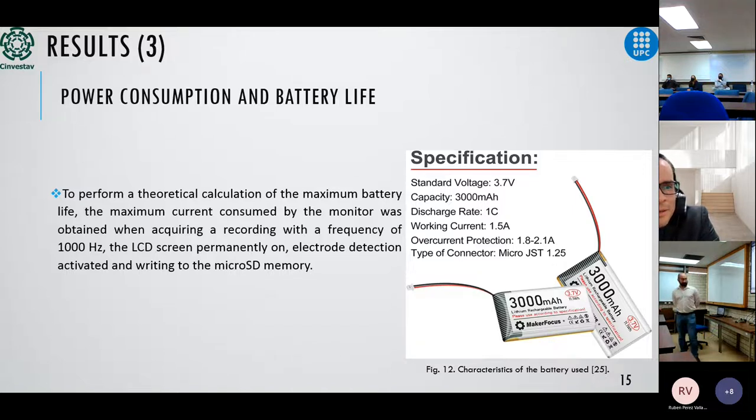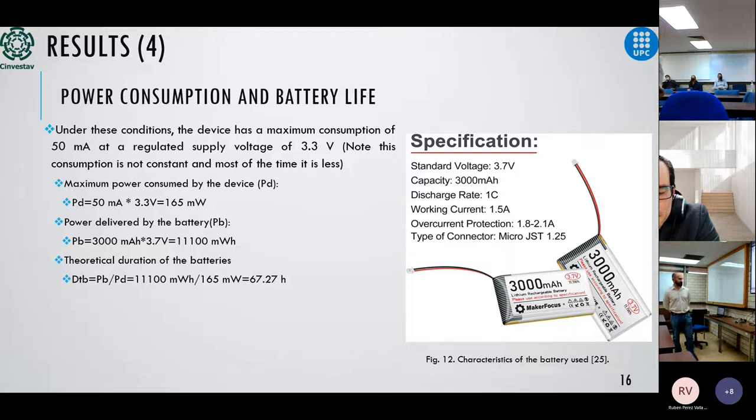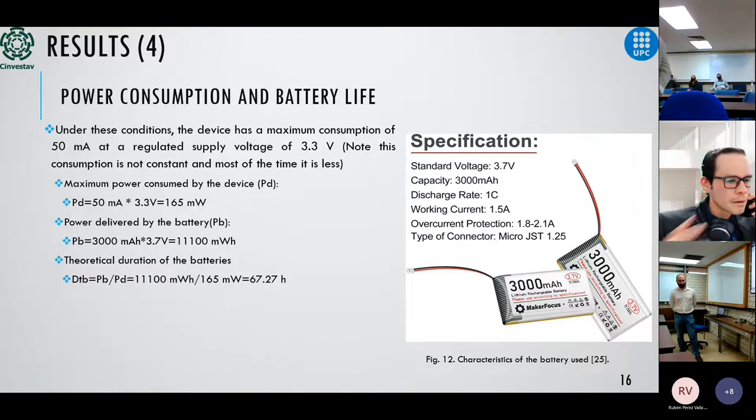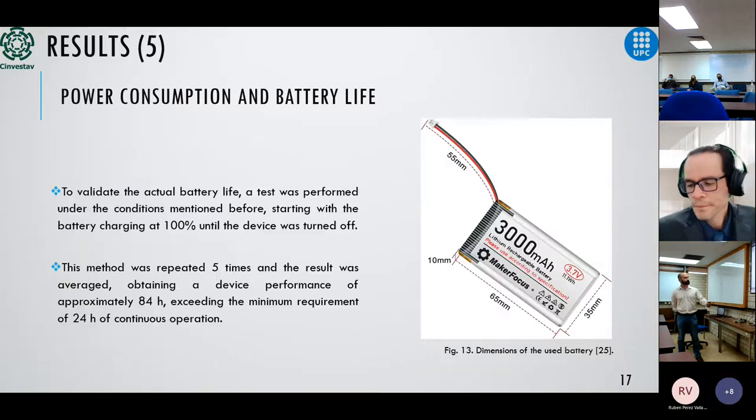For the theoretical calculation of the maximum duration of the battery, we need to calculate the maximum current consumption of the monitor. In this case, we use the maximum frequency, 1,000, the LCD screen permanently on, the electrode detection activated, and the routing and the memory. In this condition, we have a maximum current consumption of 15 milliamperes at a regular supply voltage of 3.3 volts. In this condition, we have a theoretical duration of 67 hours.